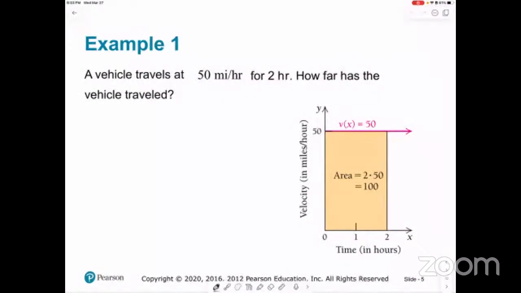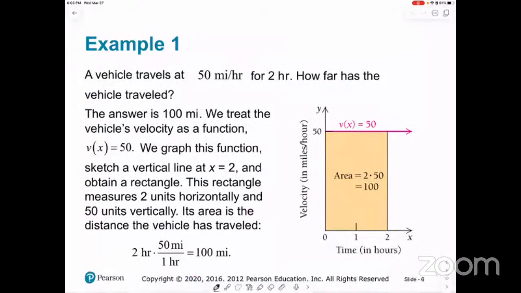Right? So again, the vehicle travels at 50 miles per hour for 2 hours. How far have they gone? 100 miles, right? We treat the vehicle's velocity as a function. So the velocity is just a steady 50 miles per hour. We graph this function and we sketch a vertical line at x equals 2, and then that'll give us a rectangle, right? This rectangle measures 2 units horizontally, so that's 2 hours, and 50 units vertically. So the area is going to be the distance the vehicle has traveled. So 2 hours times 50 miles per hour, the vehicle goes 100 miles, right?